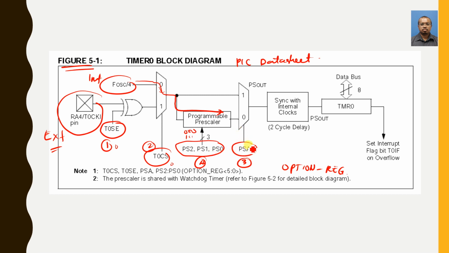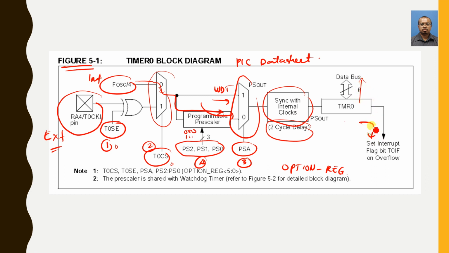And then we have PSA, which controls the multiplexer here. This is the symbol of the multiplexer. A multiplexer basically selects what you want: either this one for the watchdog timer, or this one that goes to the prescaler for our timer option with prescaler. And then the timer goes through synchronization with the internal clocks, which requires a 2 instruction cycle delay. And then the output is timer 0, which either goes to the data bus or comes from the interrupt overflow bit.